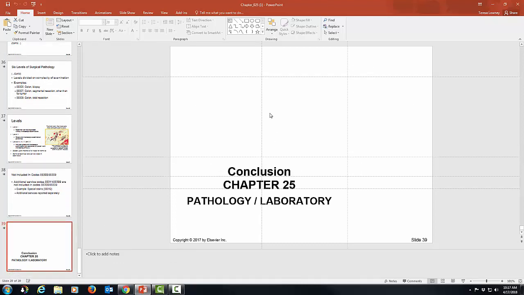Conclusion, Chapter 25, Pathology and Laboratory. This is a very difficult section. It's very time-consuming because you have to read every single word in order to understand it and do it correctly. So good luck, everybody.